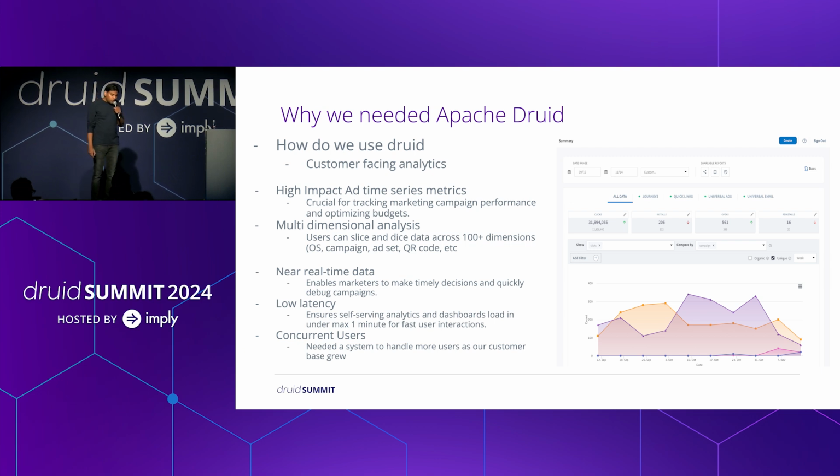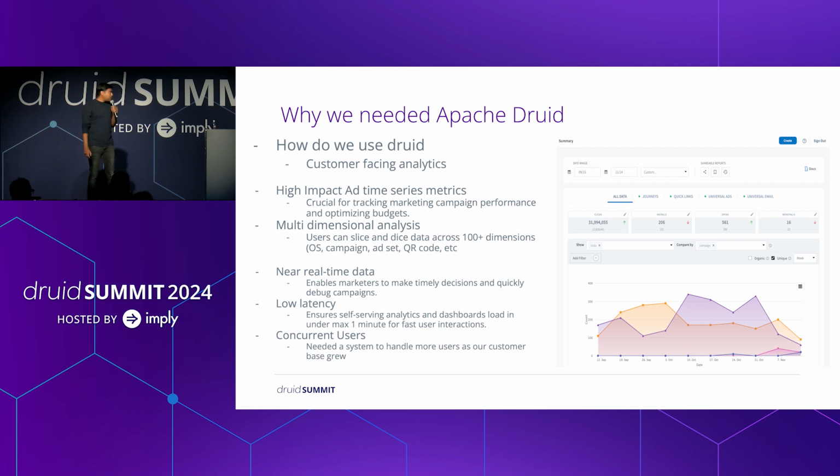So why did we choose Druid? The first reason is the nature of the data. All the metrics are time series. We present the metrics for some particular period of time. And this data is very critical for a customer. The customer uses these metrics to optimize campaign performance, or decide how much budget to allocate to a particular campaign. So we needed a reliable time series database.